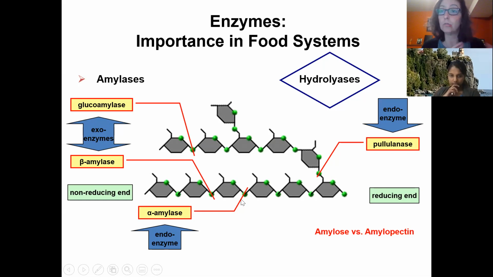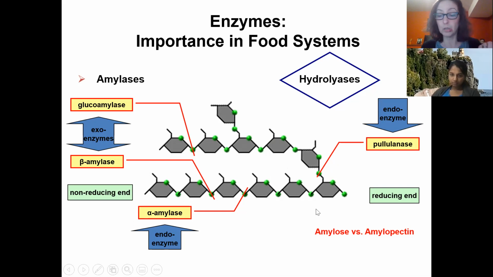Alpha amylase is an endo enzyme, so it mostly cleaves the alpha 1,4 linkages, but it does also cleave the alpha 1,6, which is the branched. Pullulanase is specific for the alpha 1,6. It's an endo and it cuts specifically at the alpha 1,6. So if you want to debranch, pullulanase is a good enzyme for that. And then you have the beta amylase. It's also an exo enzyme, but it cuts 2 to 3 units at a time from the terminal ends.